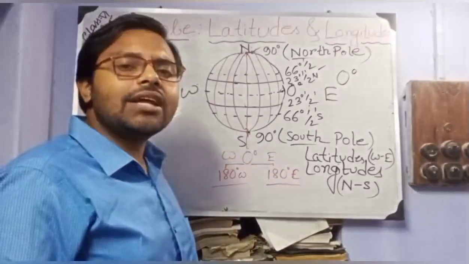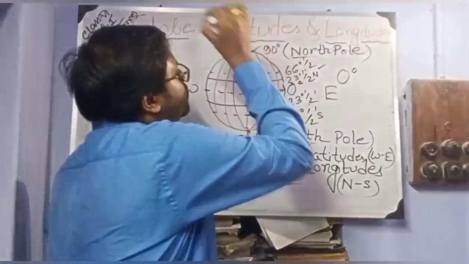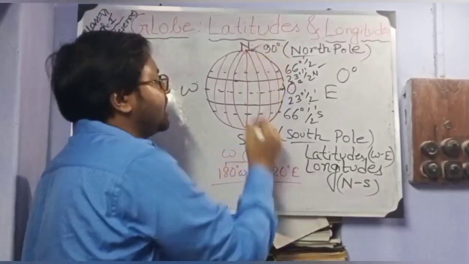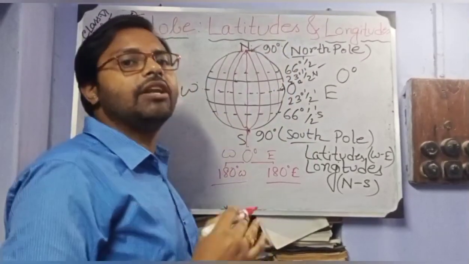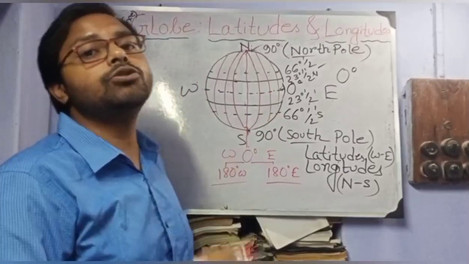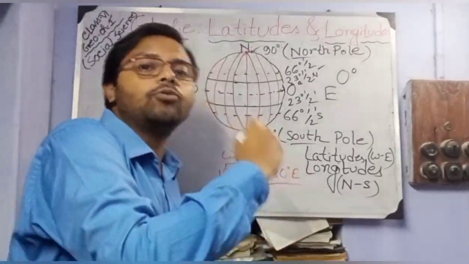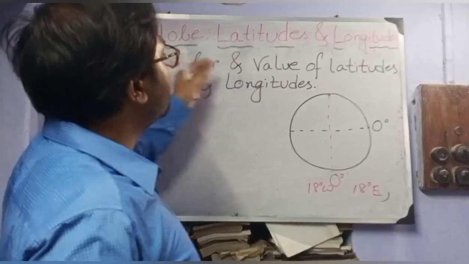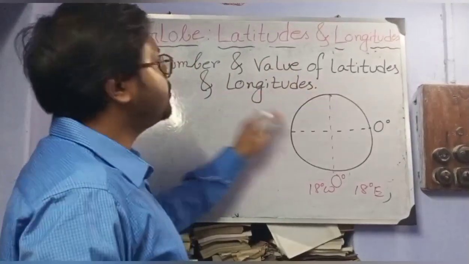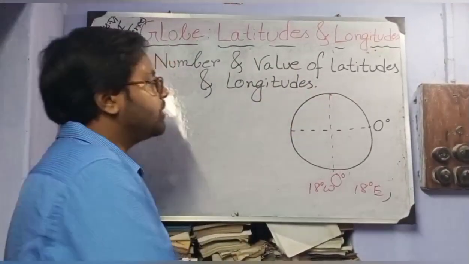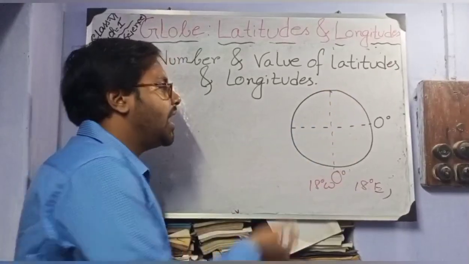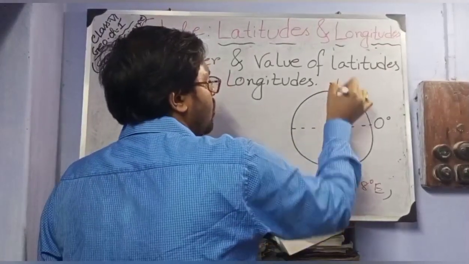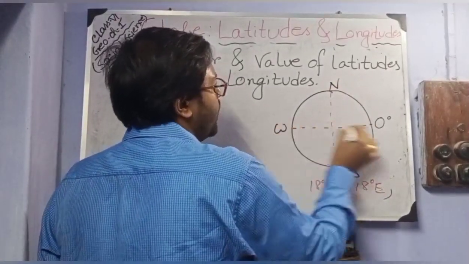Why 180 degree east and west, and why in the latitudes 90 degree north and 90 degree south? Now we will know the number of the latitudes and longitudes with their values. Now come to the point, number and value of latitudes and longitudes. We have known that longitudes are north to south and latitudes are from west to east.